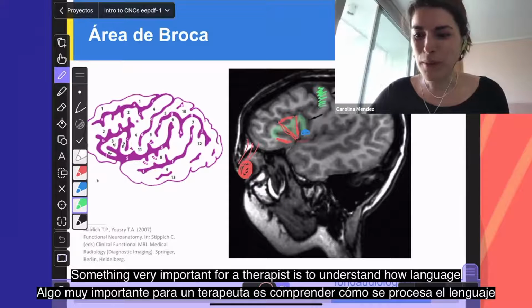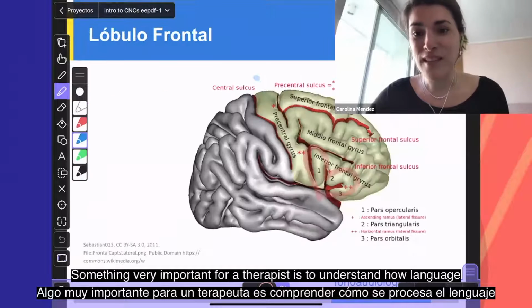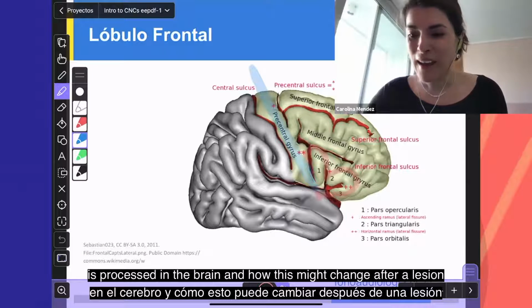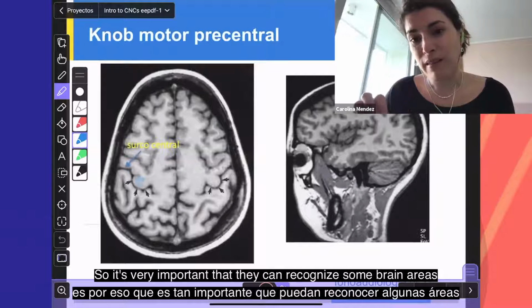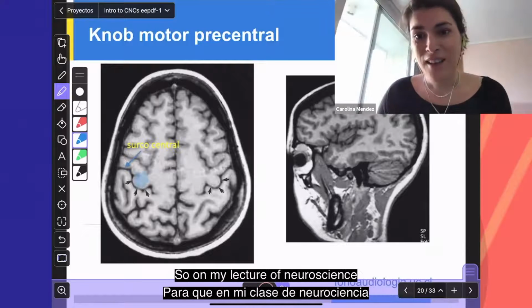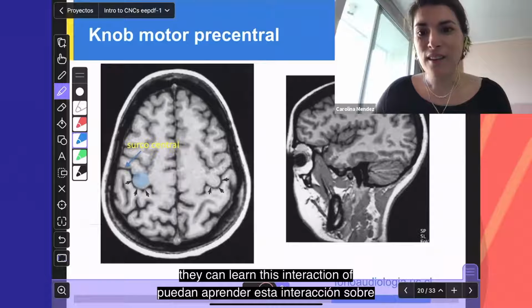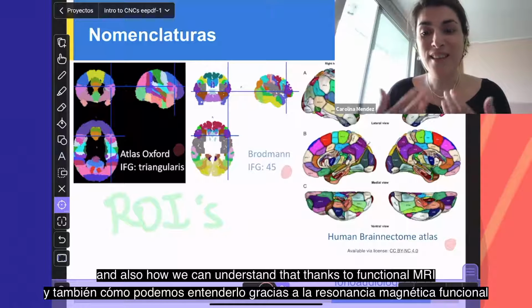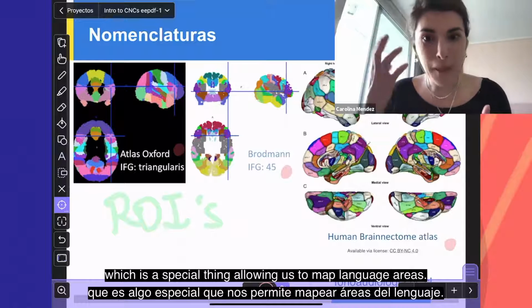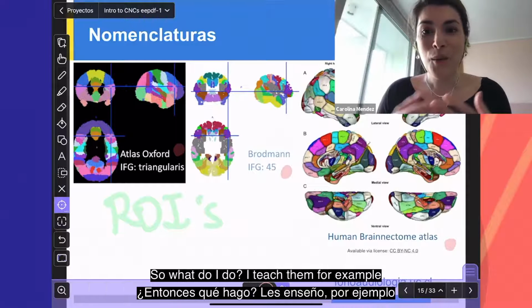There's something very important for us as speech neurotherapists: to understand how language is processed in the brain and how this might change after a lesion. So it's very important that they can recognize some brain areas which are responsible for language processing. So in my neuroscience lecture, they can learn this interaction of which brain region is responsible for language processing, and also how we can understand that thanks to functional MRI, which is a special technique with which we can map language areas.